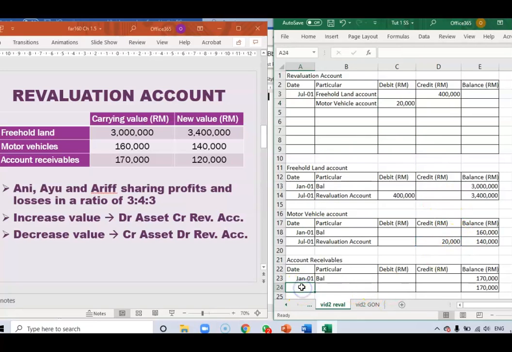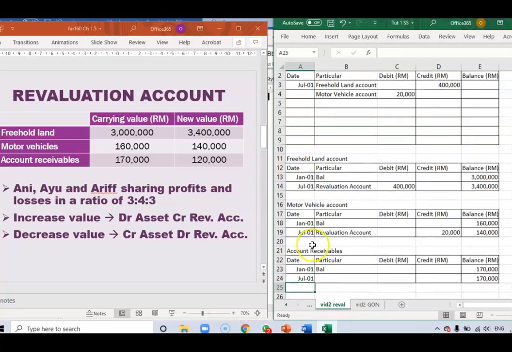Same goes with the accounts receivable. Again, accounts receivable reduced by 50,000. So the new value of accounts receivable should be 120,000. Again, your revaluation account has accounts receivable with the value of 50,000 on the debit side.